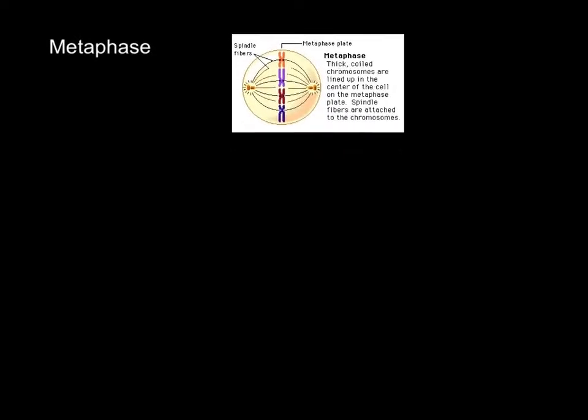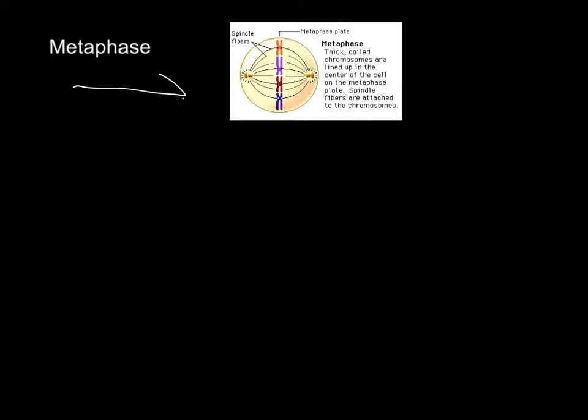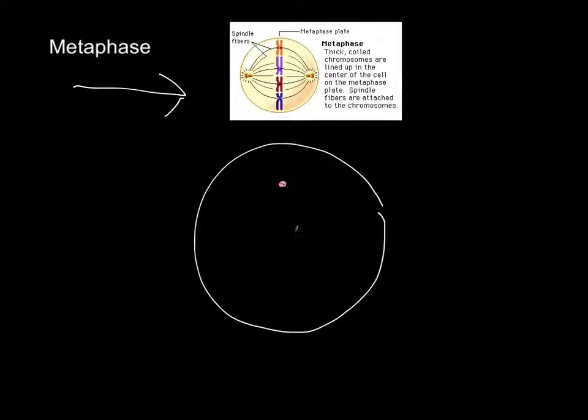Which leads us to the next phase of mitosis, which is called metaphase. So here's a nice picture of what metaphase looks like. What happens from prophase to metaphase is all of our chromosomes line up in the center. They're no longer randomly dispersed throughout the cell. They're all lined up in the center. Right, our nucleus has totally disappeared. It is no longer there. And our centrosomes are still at the outside.